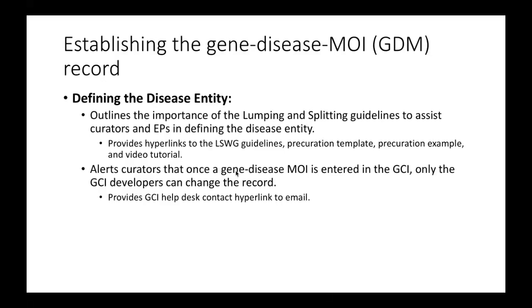That tutorial is also available on the gene curation training. We also alert curators that once this gene disease mode of inheritance is entered in the GCI, only the GCI developers can change that record. We have no ability ourselves. It is okay if this happens, and we have the information provided on who you would contact if you need to change that record.